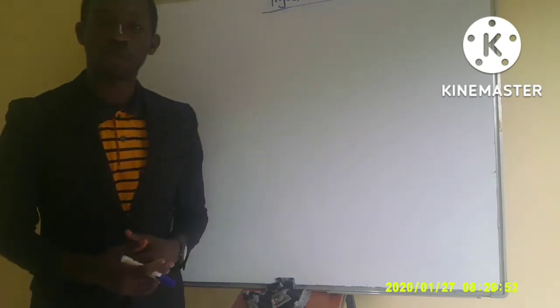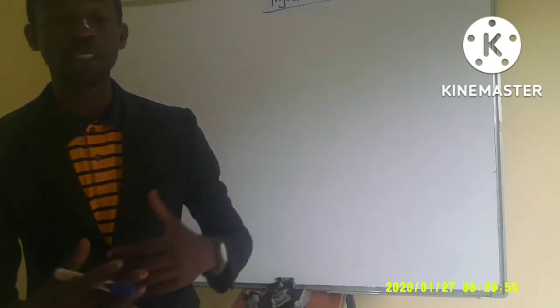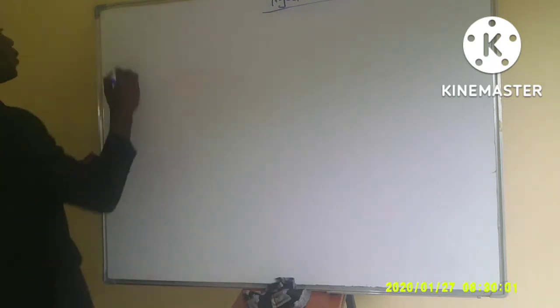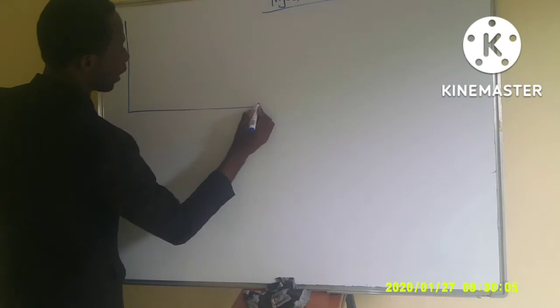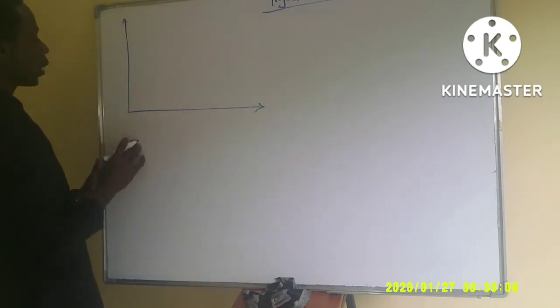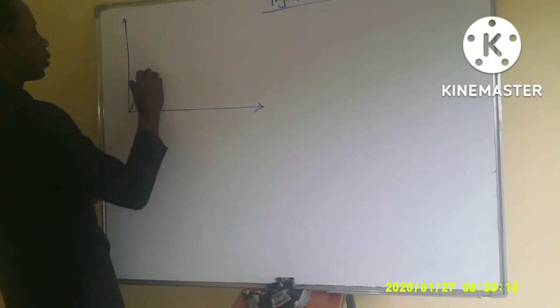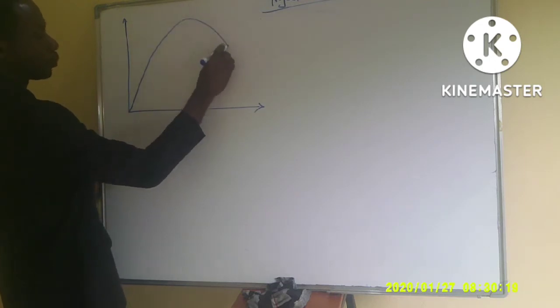What is projectile motion? Projectile motion is the motion of an object moving in a parabola. Let me explain it this way. It takes this pattern. Let's say you have a vertical and a horizontal part. Now you throw an object, it moves and gets to maximum height. Thereafter, the velocity becomes zero and it starts going down.